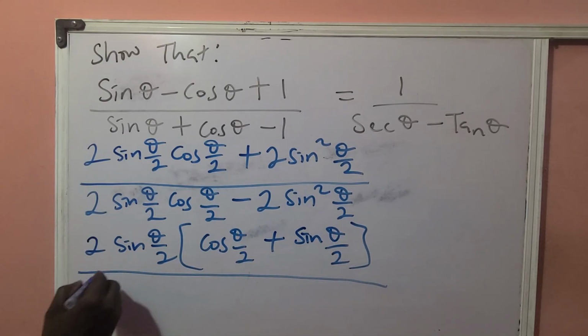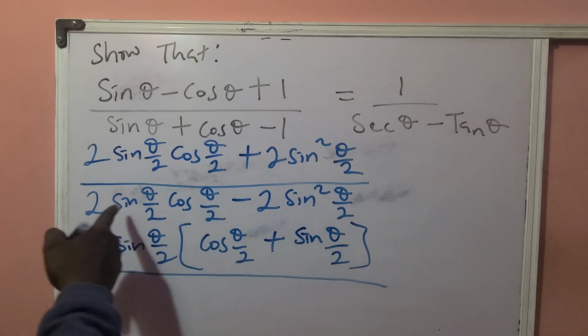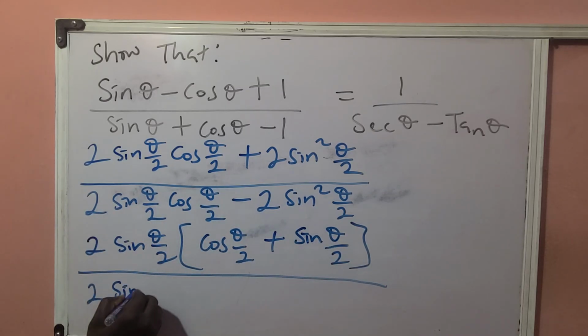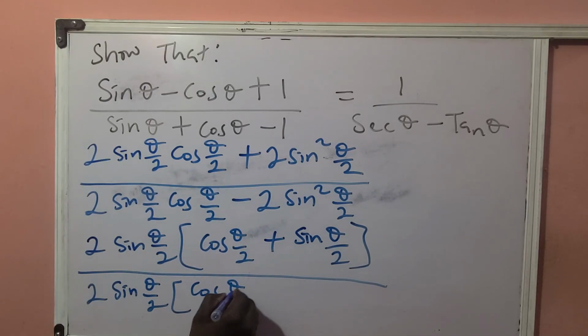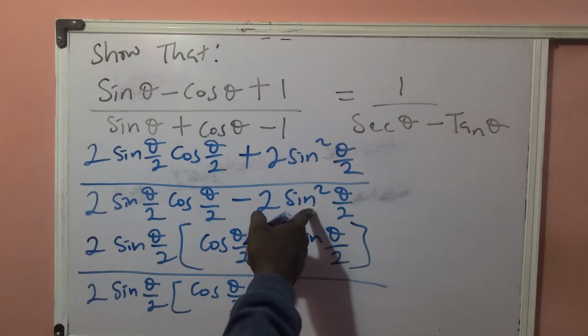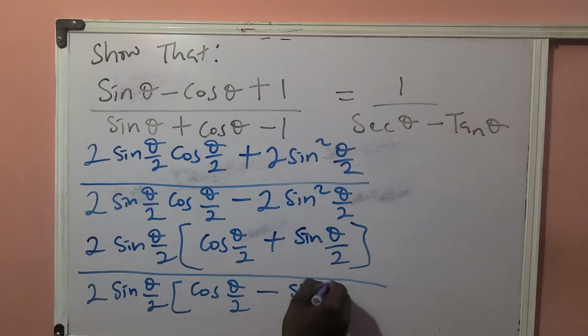Everything over, we have the same thing: we factorize 2 sine theta over 2, and then we'll be left with cos theta over 2 minus, we're left with just 1 sine theta over 2. So this is the reason why. Of course, if you use the other version of cos, you would also be able to factorize cos out. But I decided to use the third version of cos theta, which makes it easy for me to factorize sine theta over 2.